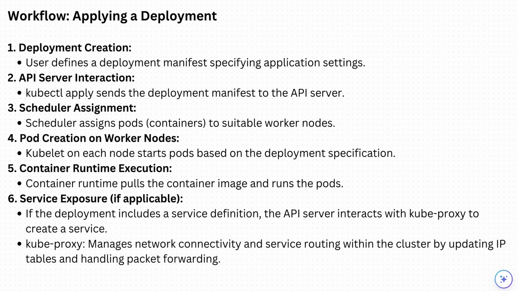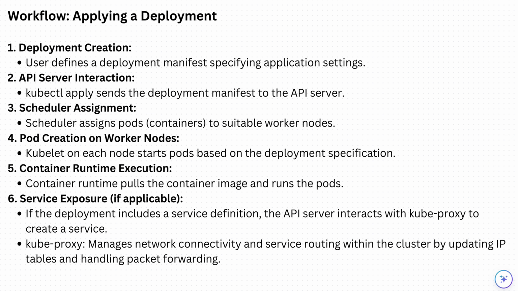The fifth layer is the container runtime. Basically, the container runtime pulls the container image and runs the pod. And if your deployment includes a service definition, the API server interacts with kube proxy to create a service. And kube proxy manages the network connectivity and service routing within the cluster by updating IP tables and handling packet forwarding. So this is how a workflow of the Kubernetes deployment looks like.